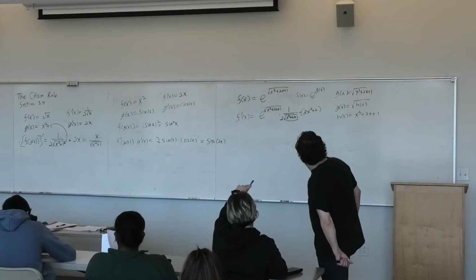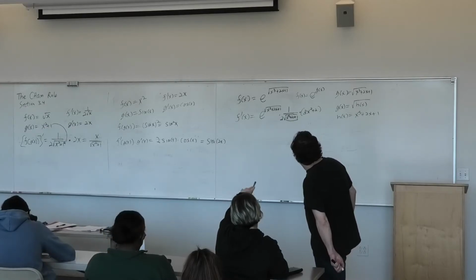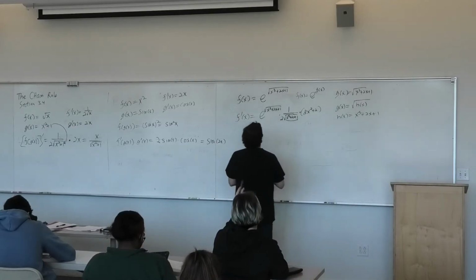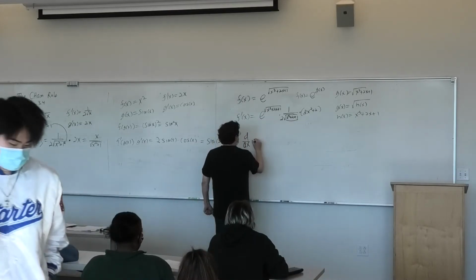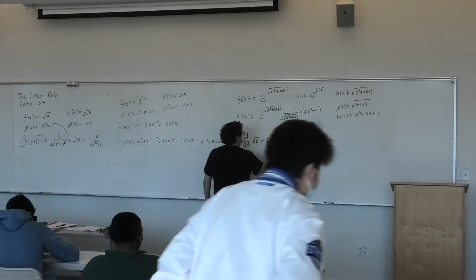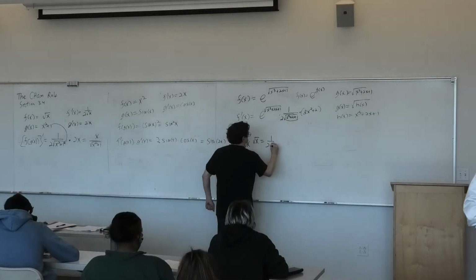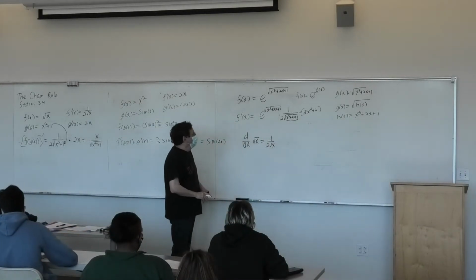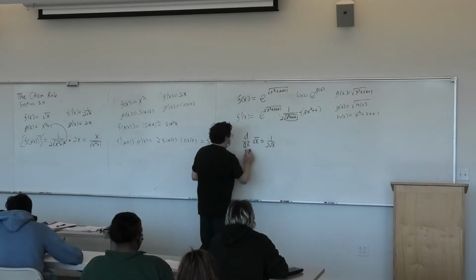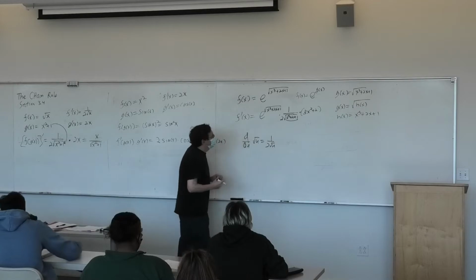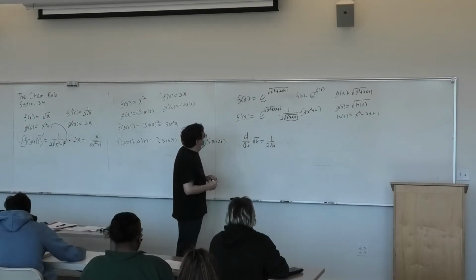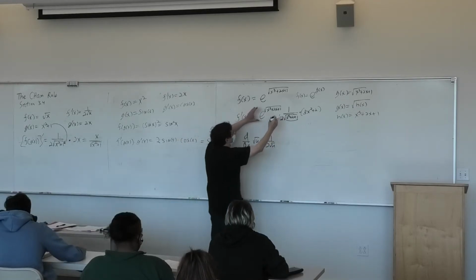Where did you get the 1 over 2 times? Like, why is it 1 over 2? I don't know if this helps, so I understand where that comes from. If that's the case, then where did you get the square root of x?